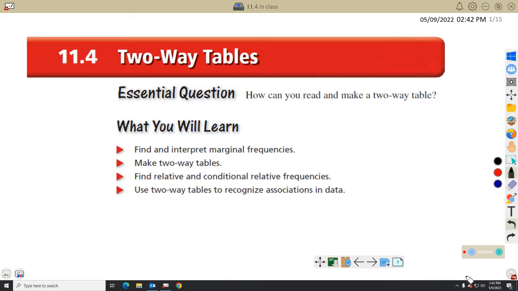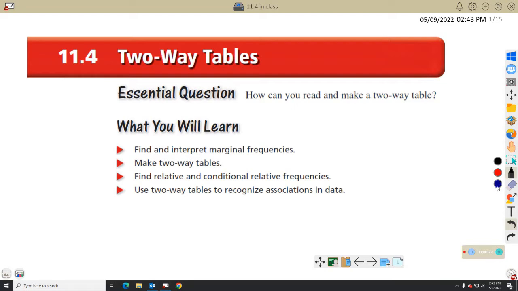This is another exciting episode of Mr. Takeda Teaches Algebra, but in this case, it's statistics again because we are in lesson 11.4 on two-way tables, or two-way data tables, or whatever you want to call them, two-way frequency tables. What are these things? Well, let's take a look. We'll just dive right into it.